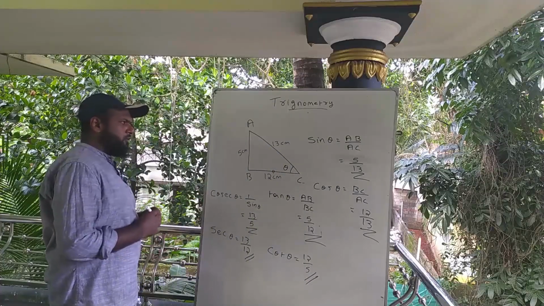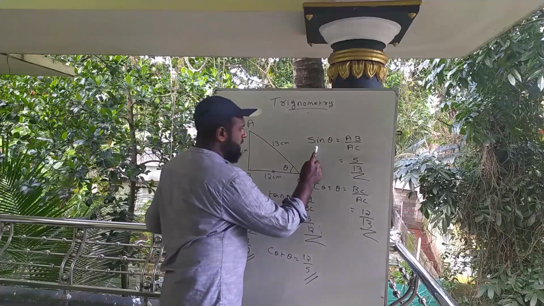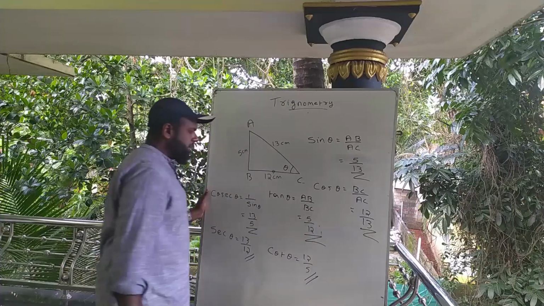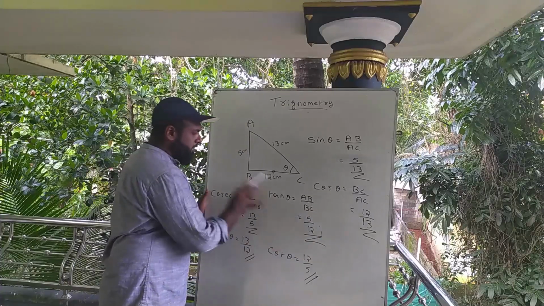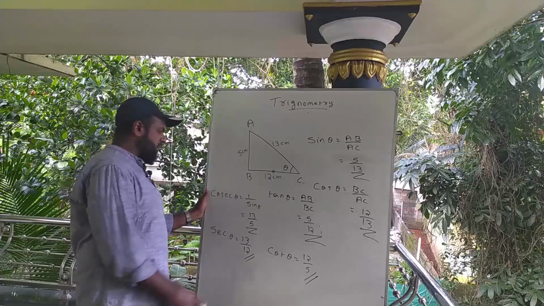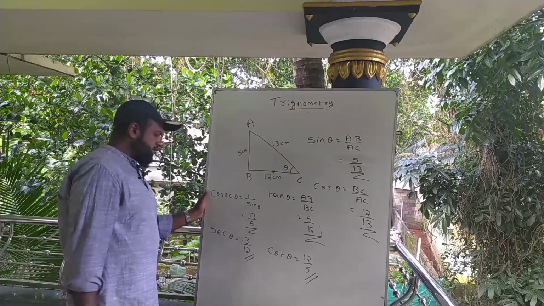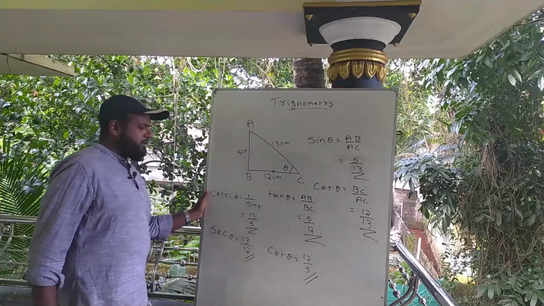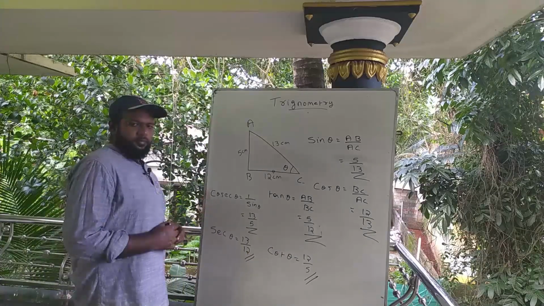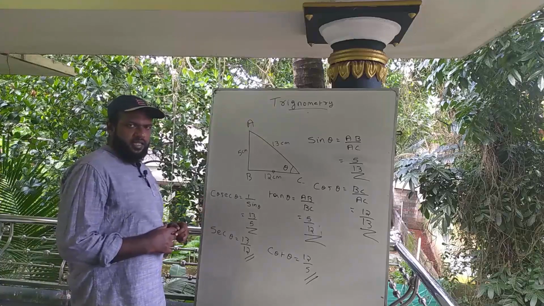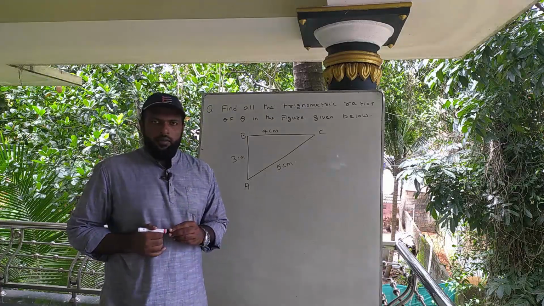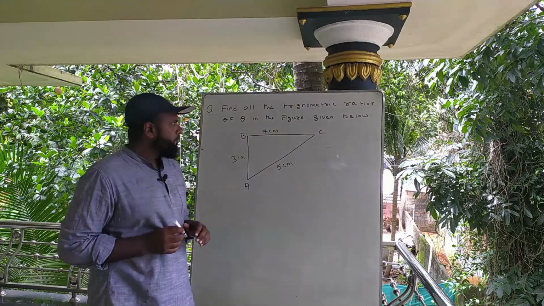We got the value of sin theta as 5 by 13, cos theta as 12 by 13, tan theta as 5 by 12, cosec theta as 13 by 5, sec theta as 13 by 12 and cot theta as 12 by 5. I think everybody understands this question. We can solve another question. Let us solve another question.